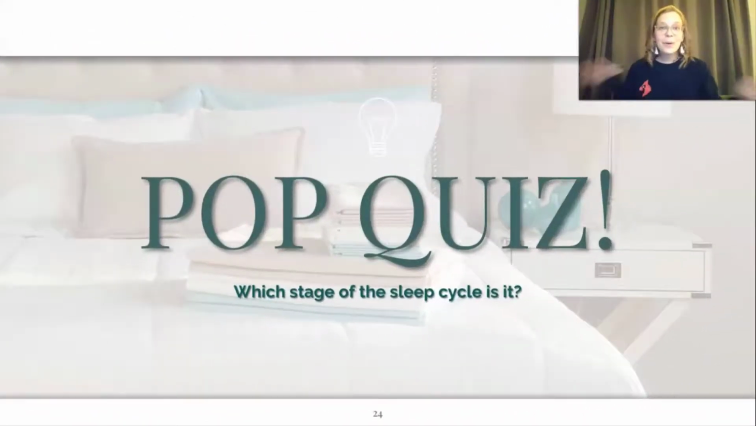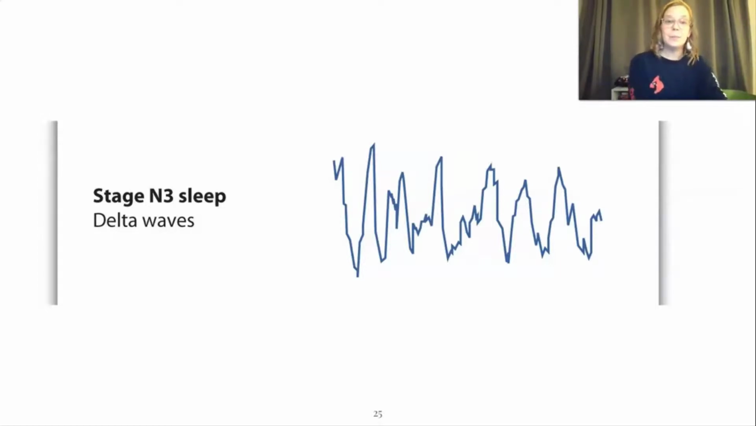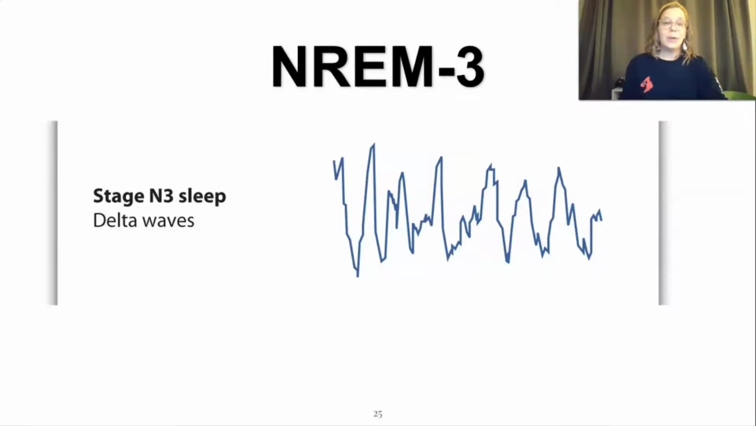Okay, so now I want you to quiz yourself on the stages of sleep that you just learned. I'm going to give you some clues and I want you to try to guess which stage of sleep it is. So first, we have this type of brain waves. These are delta waves. This would be stage N3 sleep, stage 3 sleep, or deep sleep, also called non-REM 3.